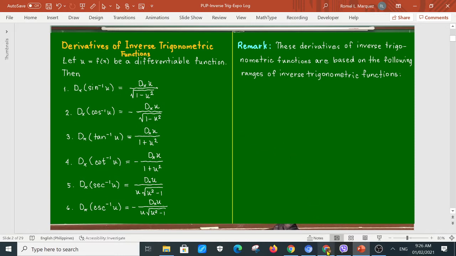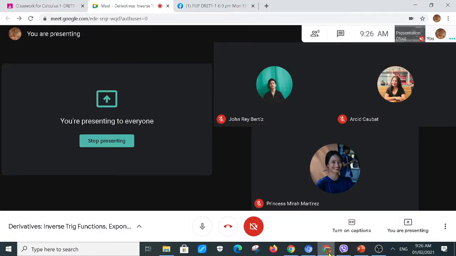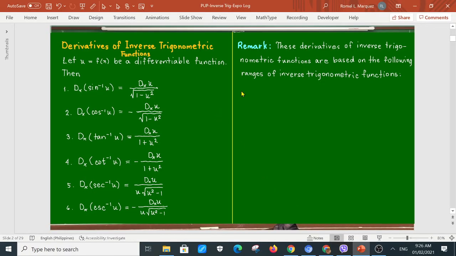Okay guys, apat na lang tayo hindi pa nasagot. Hindi ko alam kung naririnig niyo ako.